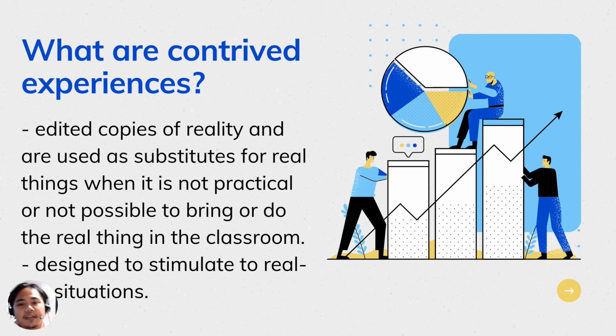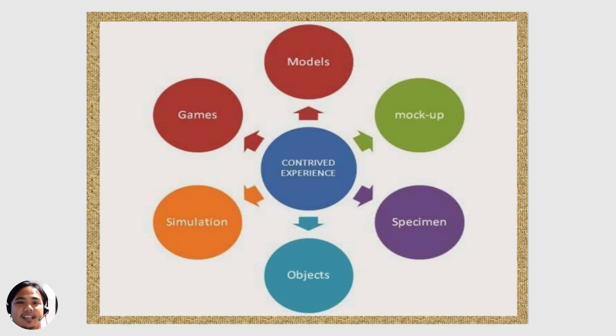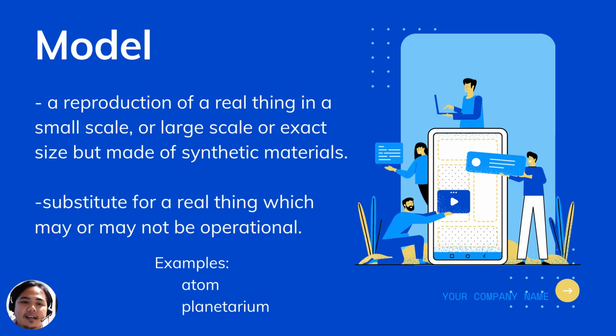Well, we have different kinds of contrived experiences. As you can see in the diagram, we have models, mock-up, specimen, objects, simulation, and games. Now let's take one example at a time. Let's start with model. A model is a reproduction of a real thing in a small scale or large scale or exact size, but made of synthetic material. It is a substitute for a real thing which may or may not be operational. Say, for example, an atom or the planetarium.